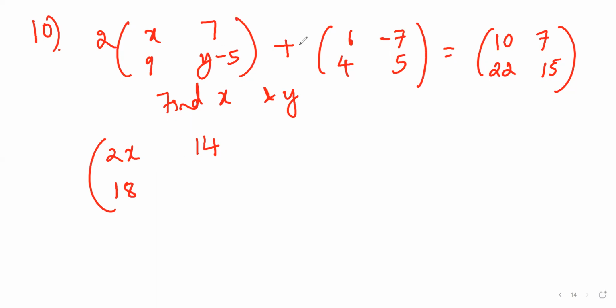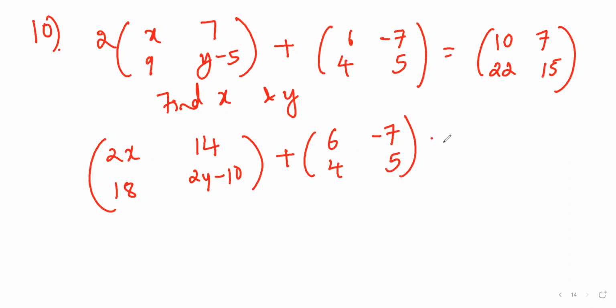Of course, you have to multiply. This 2 is there, so you have to multiply 2 by every element inside. So 2x and 14 and 18 and 2y minus 10, because you're multiplying 2 by y and 2 by minus 5. Plus 6, negative 7, 4 and 5. You're going to get 10, 7, 22 and 15.